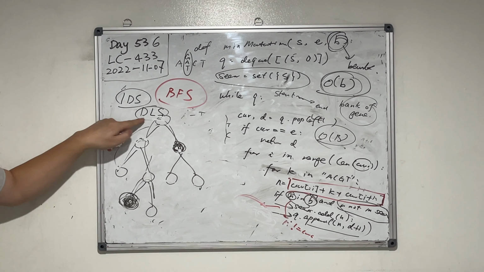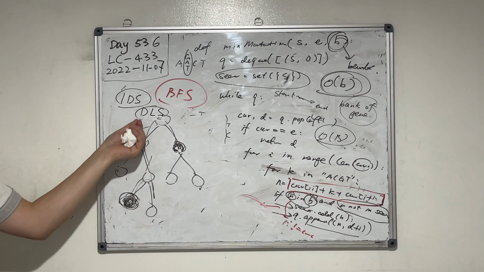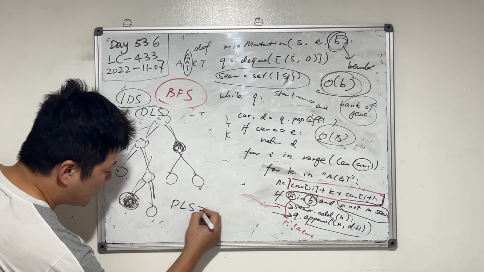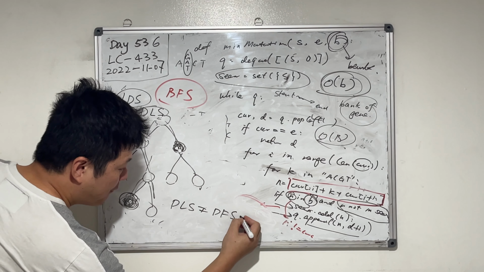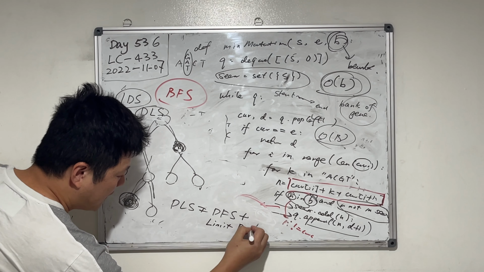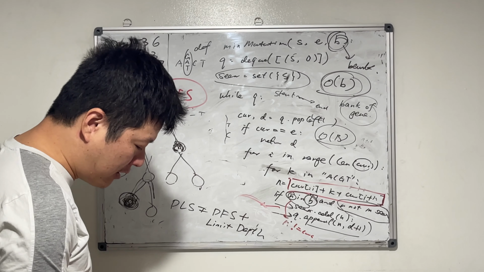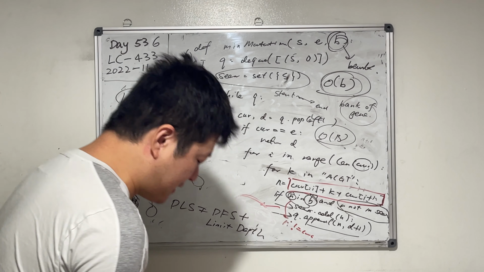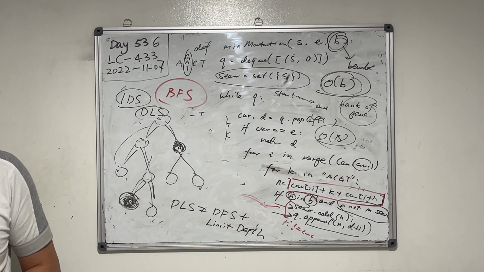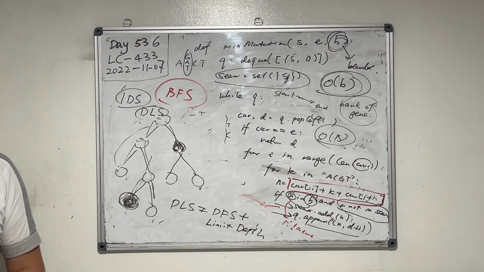So what's depth limit search? We perform a depth search with a maximum depth. Depth limit search is depth search plus a depth limit. That's what it is. So we're going to implement the depth search. Depth search usually can use recursion or non-recursion. The recursion is easier to implement, because the computer maintains the stack for us.